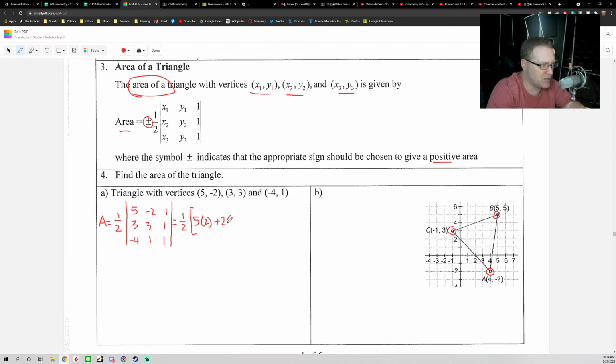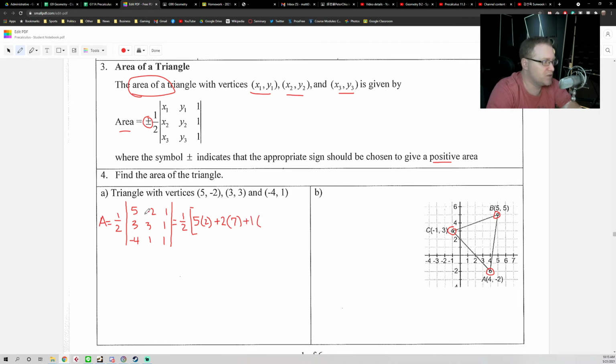Plus 2 times, and then we're going to find the determinant of the 2 by 2 matrix if we cross out this row and the column that -2 is in. So this and this go away, and we're going to be left with 3, 1, -4, 1. So we're going to go 3 times 1, 3, and then we're going to minus 1 times -4, which is -4. So 3 minus -4, that's 3 plus 4, which is 7.